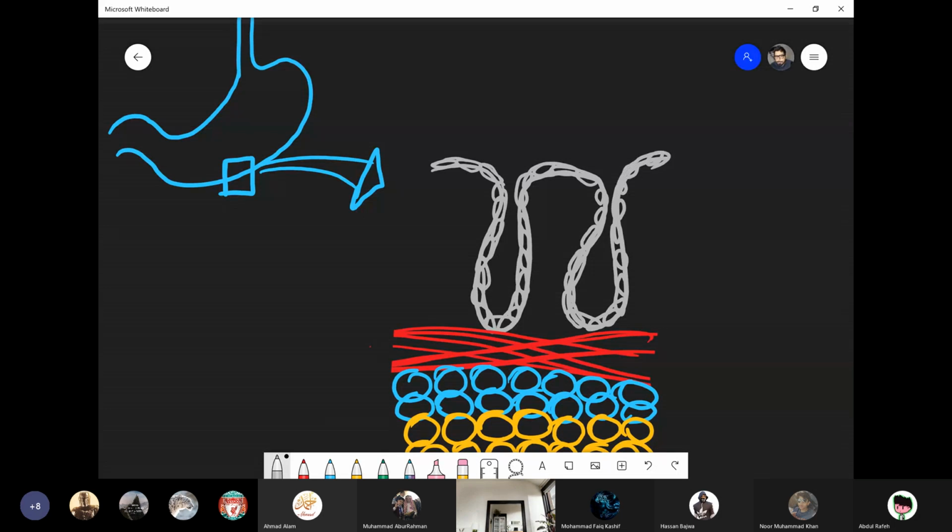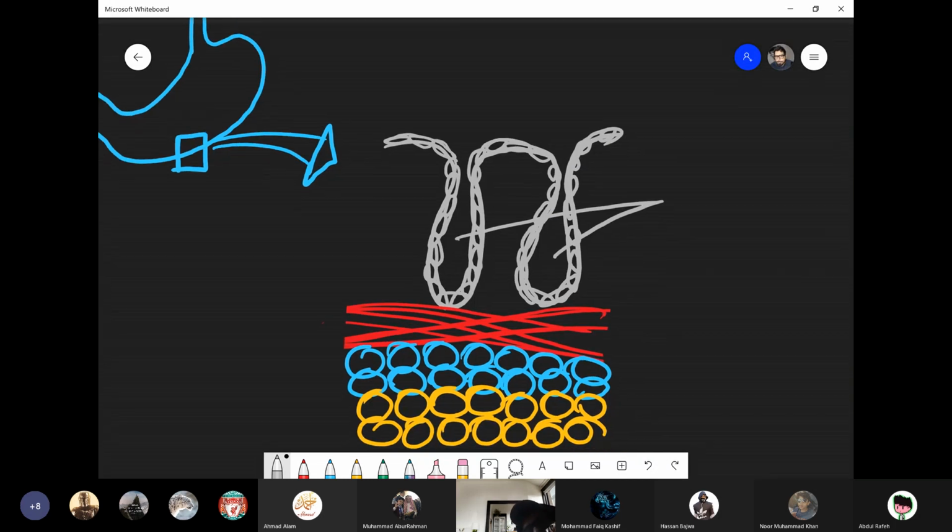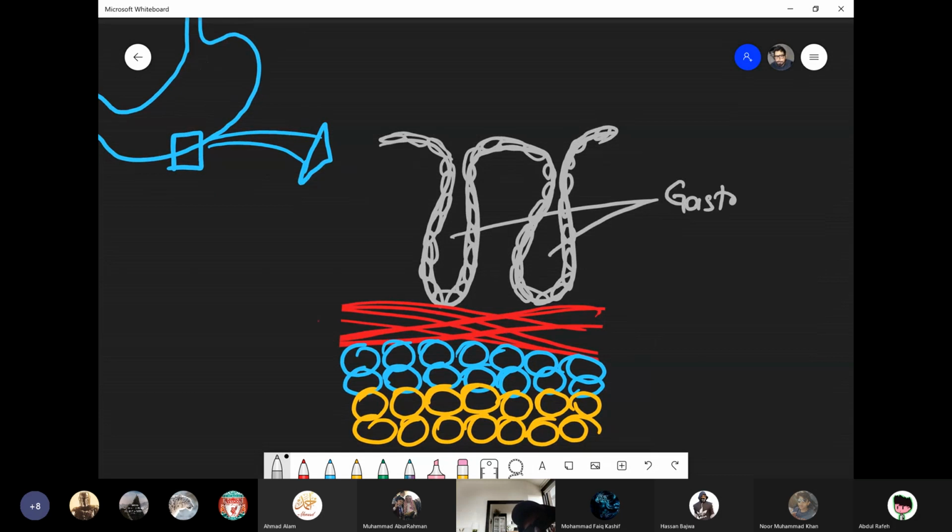Now, there are these deep areas in the stomach. These deep areas are called gastric pits. What are these deep areas called? They are called the gastric pits. Right, boys?